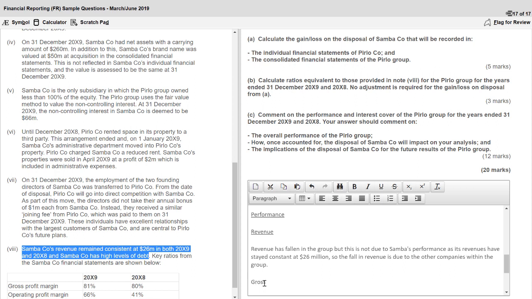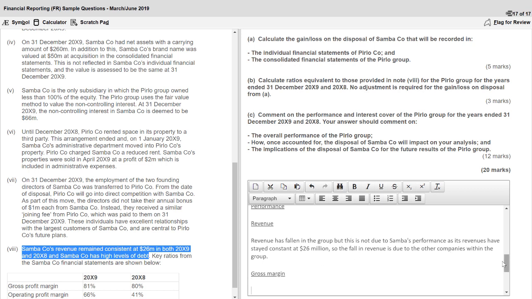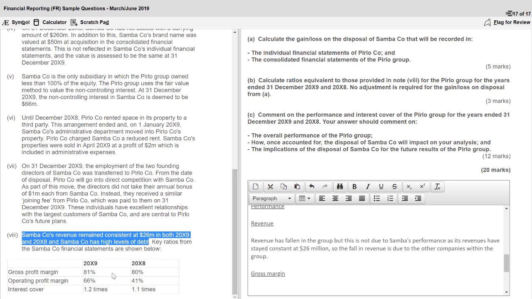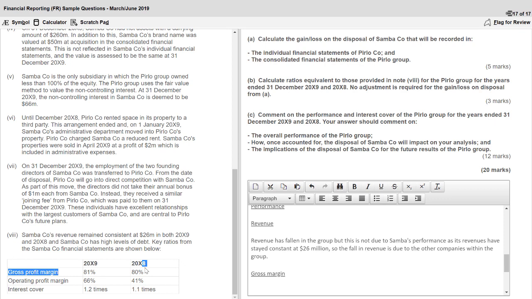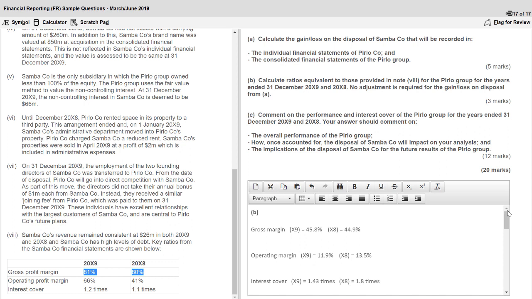Next heading, again, I'm just working my way down the page. Gross margin will be what I will be looking at next. So again, what information have we got? Well, if we look at Samba, Samba's got quite a high gross margin at 81, and it's remained reasonably static from last year's at 80. Our numbers have gone up slightly as well, but the overall gross margin for the group, which includes the results of Samba at this moment in time, is a lot lower.